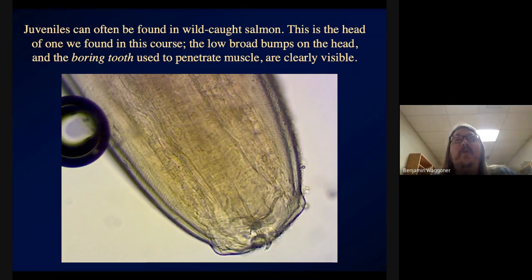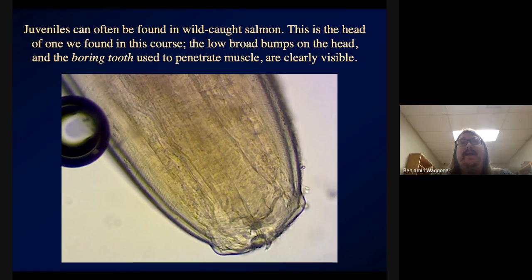You can see those low bumps on the head. Those are these 3 bumps. There's 3 of them that are arranged at 120-degree angles around the mouth, and you can just see the little boring tooth coming out of the mouth. So they're pretty straightforward to find.